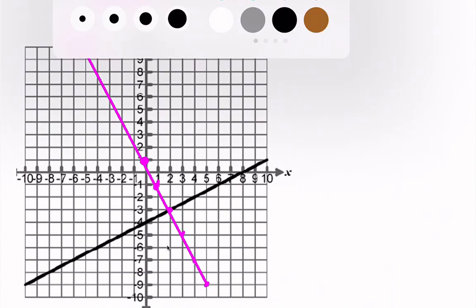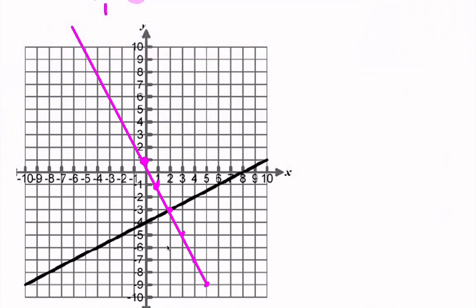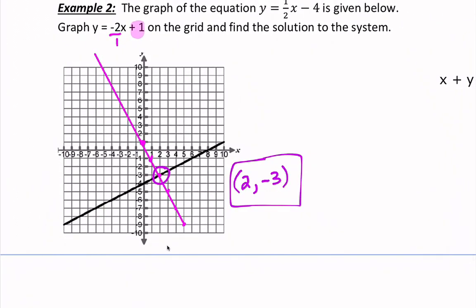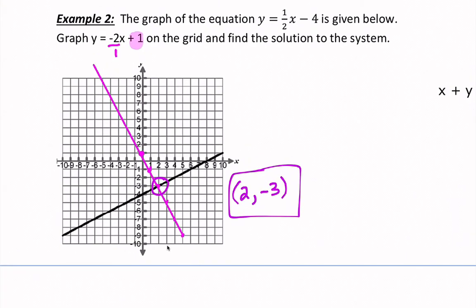Okay, so once you have it graphed, you should be able to see where those two lines intersect at this point right here. So we're going to name that. I know that point is to the right 2, so that's 2, and then it goes down 3, so (2, -3) is my answer. That is the solution to those two equations, because that is the point at which those two lines cross each other.